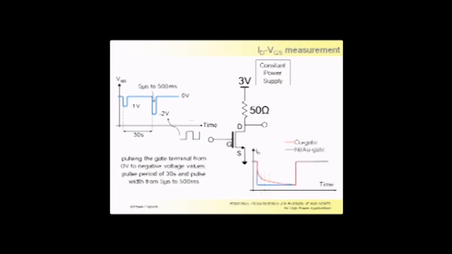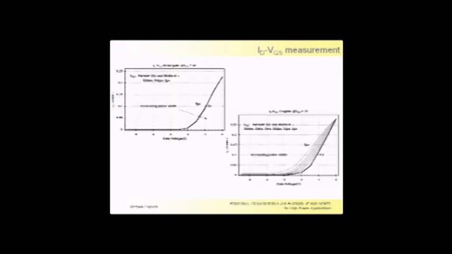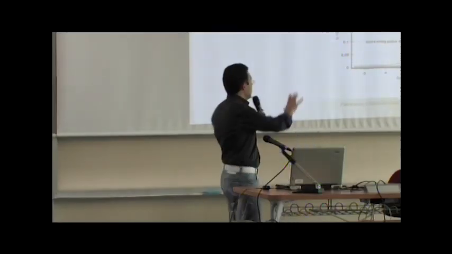And what we got is an ID versus time transient like this. The current goes down suddenly for the nickel gate HEMT after applying that kind of signal on the gate, while the copper gate showed a very slow transient, on the order of tenths of seconds.